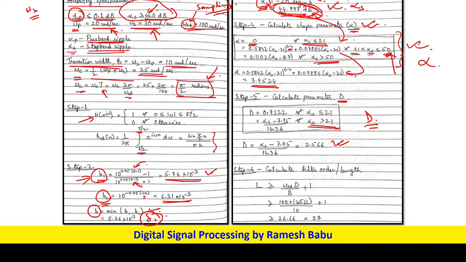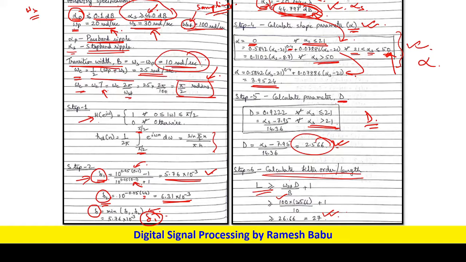Now we need to calculate the filter order or the length. The length is greater than or equal to omega sf times d divided by b, plus 1. Omega sf is 100 radian per second, multiplied by d, divided by 10, the bandwidth we have calculated over here, plus 1. So herein we have got 26.66. So length is greater than or equal to 27.